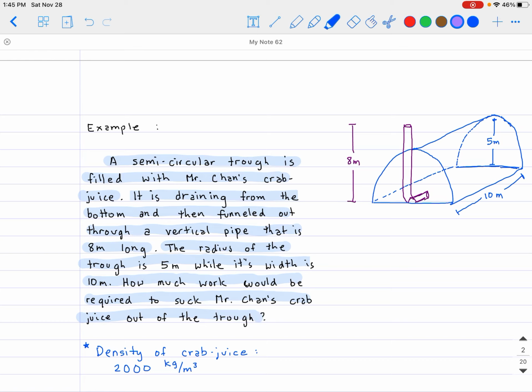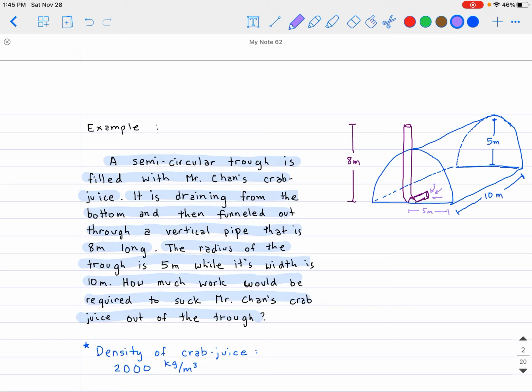So over there on the right-hand side, you can see the picture of that trough. And then there is a funnel, which is in purple, where you can see that the crab juice is going to be able to enter and then get sucked out from the bottom all the way to the top, which is 8 meters long. The radius of that semicircle is supposed to be 5 meters. And then also the width is supposed to be 10 meters.